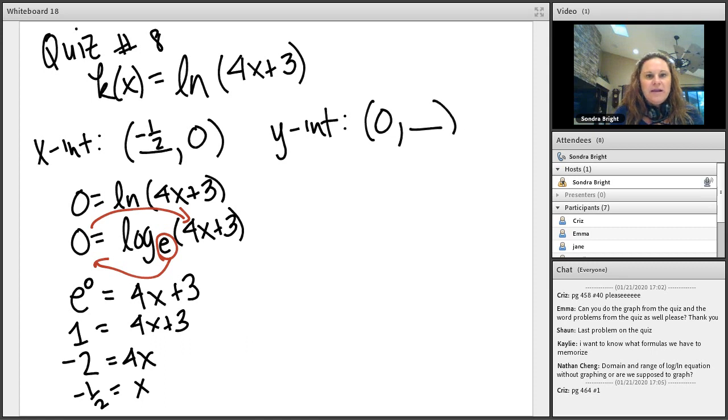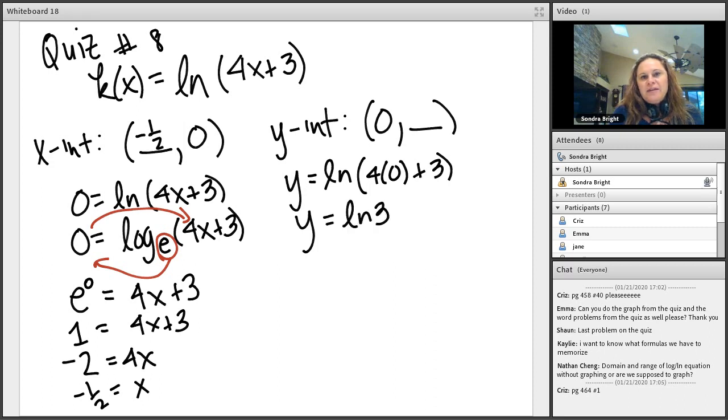Your y-intercept is going to be when x is 0. And solving for y, you'll have y is equal to the natural log of 4 times 0 plus 3. And so it's equal to the natural log of 3. That's what I would write as my answer because that's exact. In order to graph it, though, we need the decimal. So what's the natural log of 3? Natural log of 3 is approximately 1.1, because it's 1.098. So I'll know how to graph that.